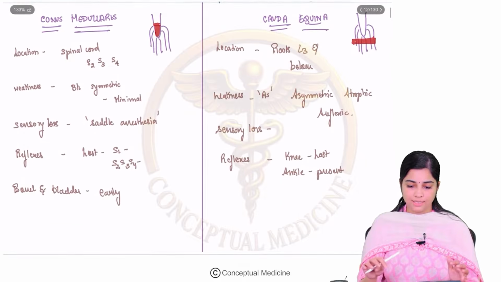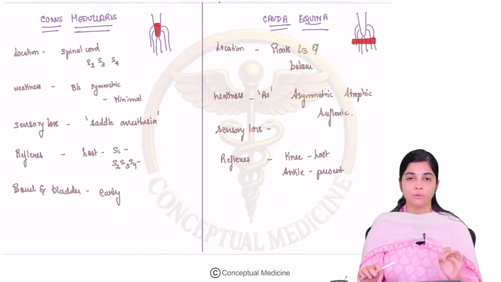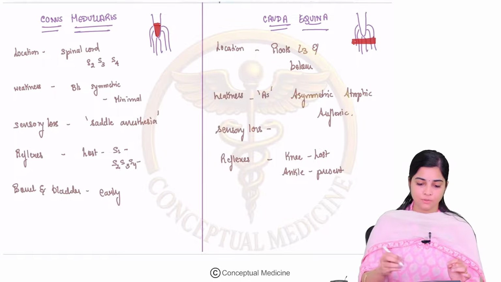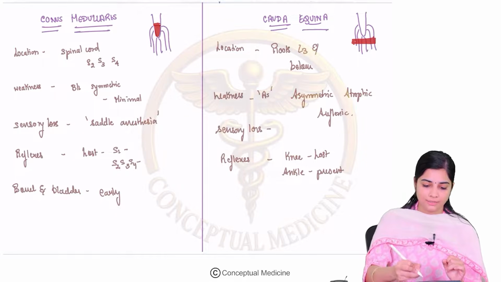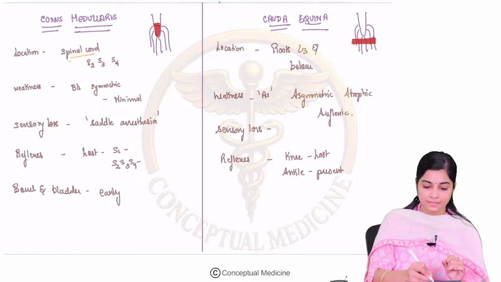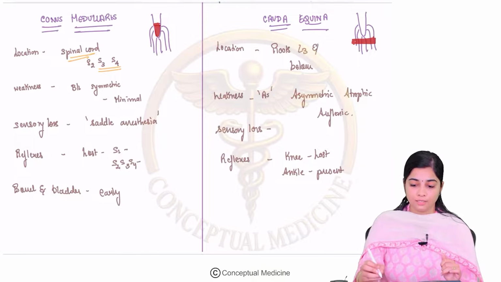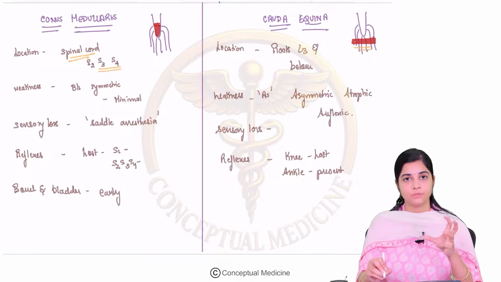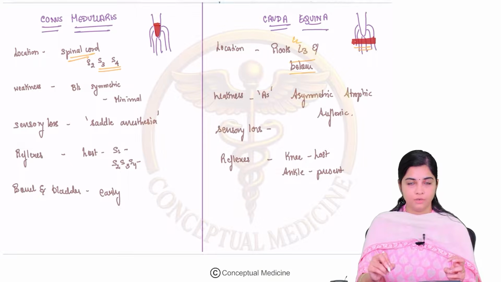Now, let us understand the differences between a conus medullaris syndrome and a cauda equina syndrome. Okay, so conus medullaris versus a cauda equina syndrome. So conus medullaris is when the conus portion of the spinal cord is involved. As I told you, it has the spinal segment levels S2, S3, S4, and the cauda equina is basically involvement of the nerve roots, as you can see here, which come out as a bunch at the level of L2, L3 and below. Okay.